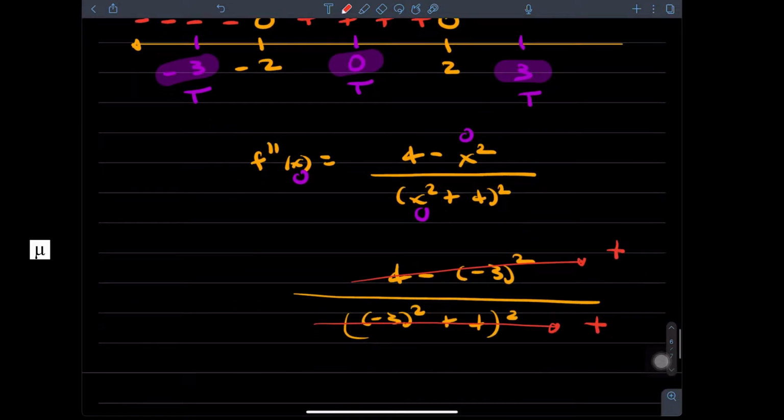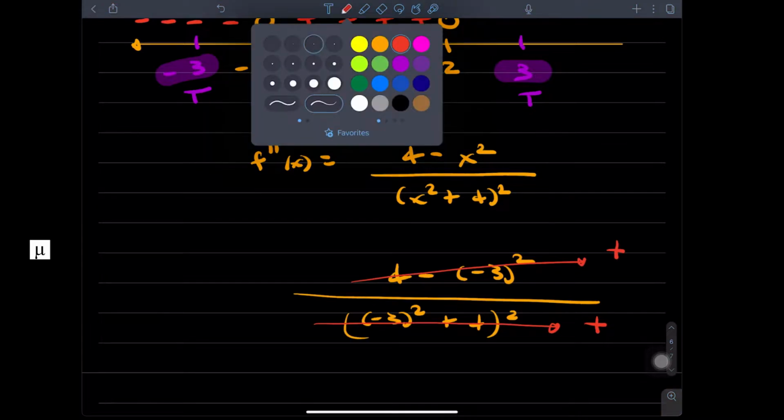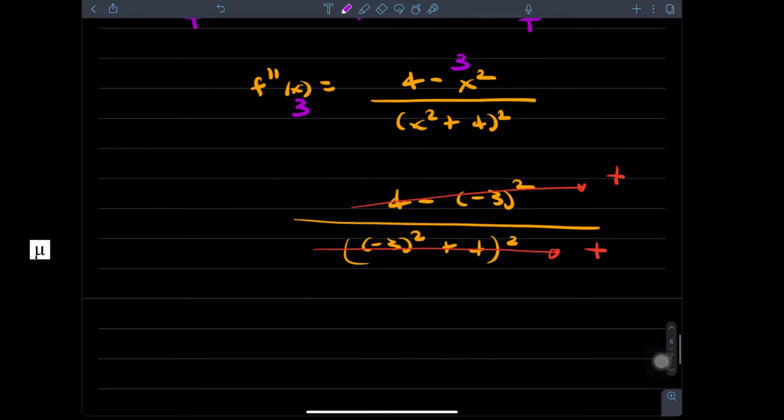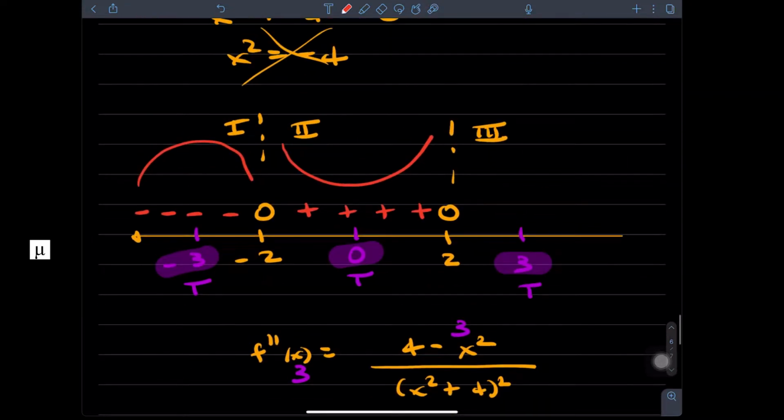Now plug in a 3. Again, you're going to have 4 minus 9 over here, and that's going to be negative. The denominator is always positive. So, okay, negative now. Oops, sorry. Concave down.